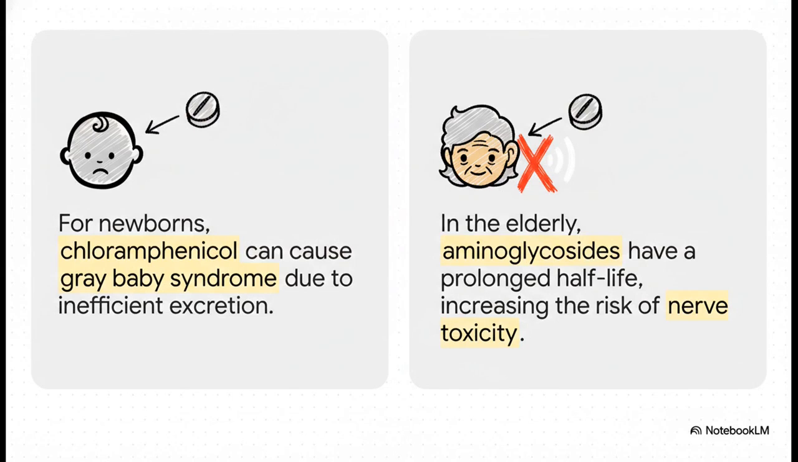Now, dhyan do, pay close attention, this part is very important. Age dramatically changes how a patient's body handles a drug. For a newborn, their body can't process chloramphenicol properly, leading to the dreaded gray baby syndrome. And on the other end of the spectrum, an elderly patient's kidneys might struggle to clear aminoglycosides, putting them at risk for what? Deafness. So the extremes of age demand extreme caution.